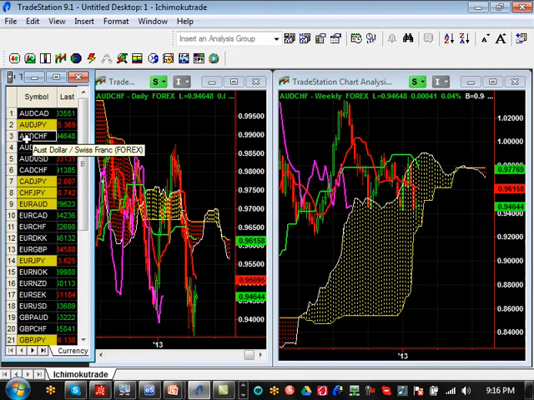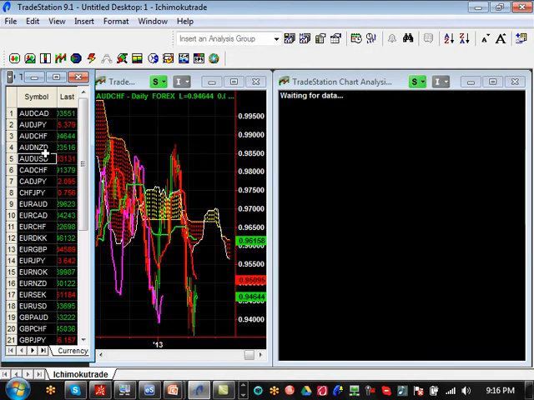Australian Swissy, really not doing anything at all. It's at a minor support level right now, right around 94.00. Major one's going to be about 92.00. Resistance on this one's going to be basically 97.76 moving forward.